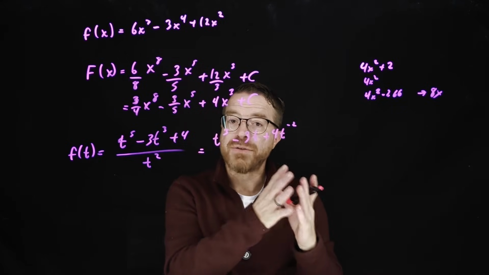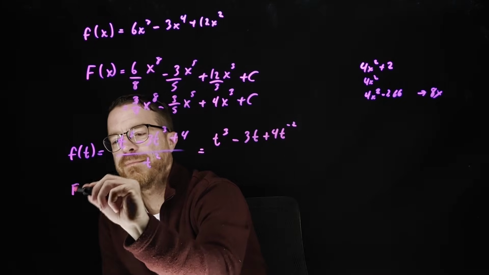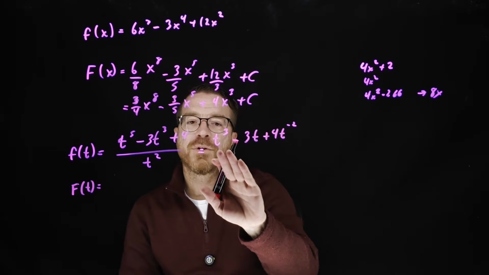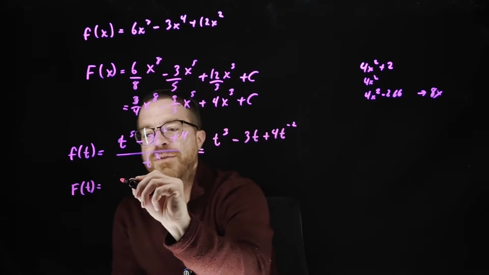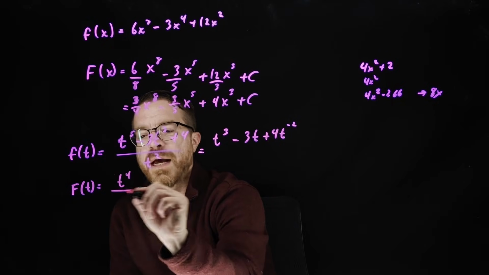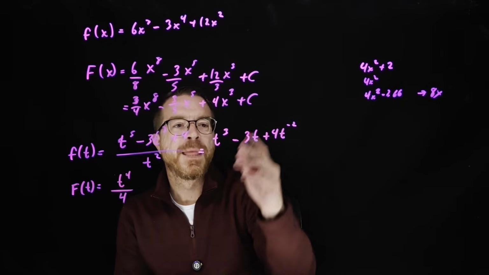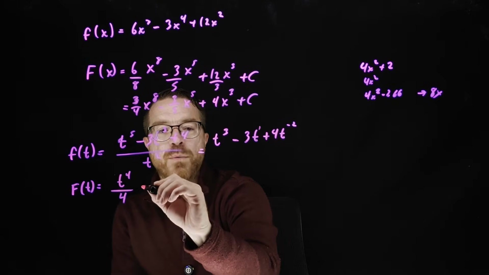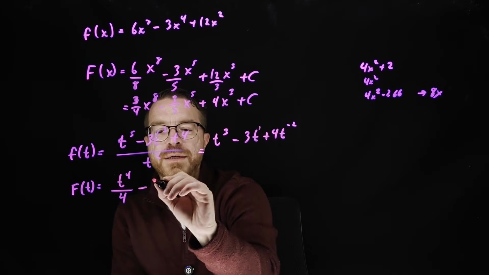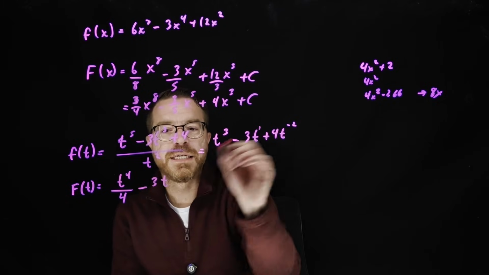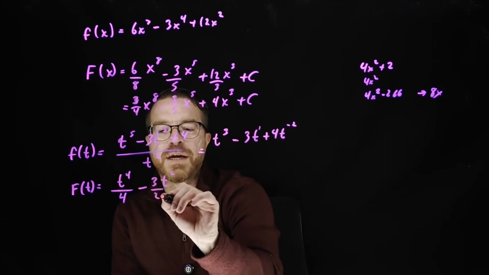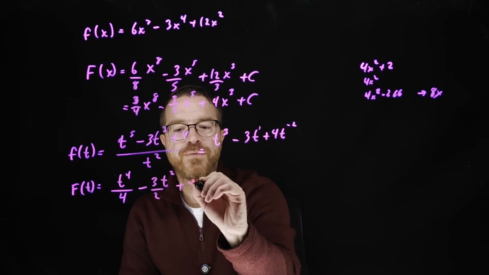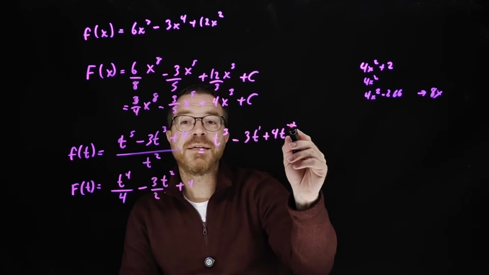And now I can actually find my antiderivative, F of t, by taking the antiderivative of the first term. So this is going to be t to the 4th, and then I'm going to divide by that power of 4. This one, if you think of it as t to the 1st power, I'm going to bring the power up by 1. So this is going to be minus 3t squared divided by 2. And then for the last one, we have plus 4, and then I have t to the negative 2 power.